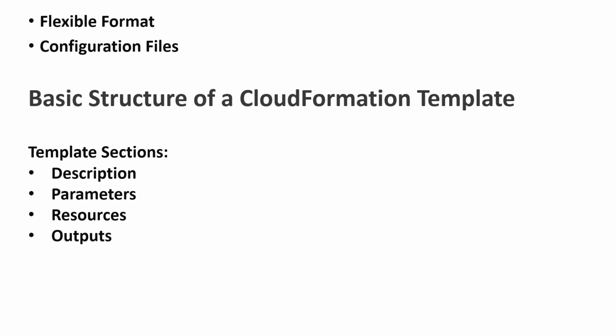So now let's talk about the basic structure of a CloudFormation template. A CloudFormation template consists of several sections, each serving a specific purpose. Template sections. Description: a brief explanation of the template. Parameters: define values that can be passed in at runtime. Resources: the AWS resources to be created. It is a mandatory section. Outputs: values to be returned after the stack is created.